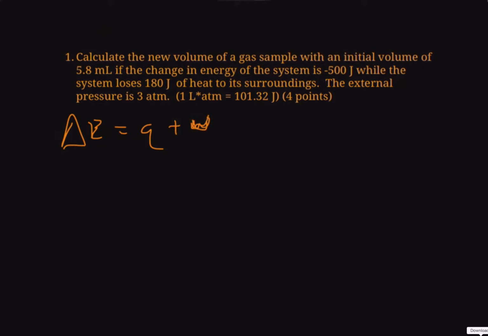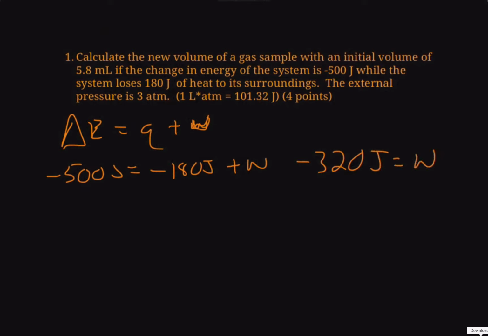Alright, and we're given actually the change in energy, 500 joules, and we're told that the system loses 180 joules. And so the rest of the energy change has to be due to the work. So there's a couple different ways you could go about solving this. The first thing to do would be to isolate the work on one side of the equation, so we subtract negative 180 from both sides, and we end up with negative 320 joules equals the total amount of work.